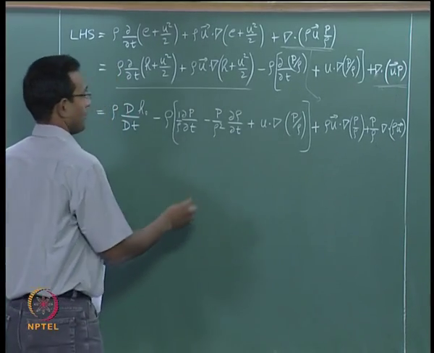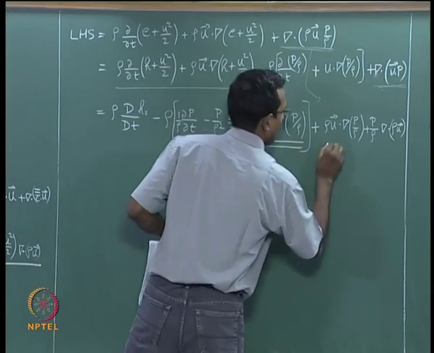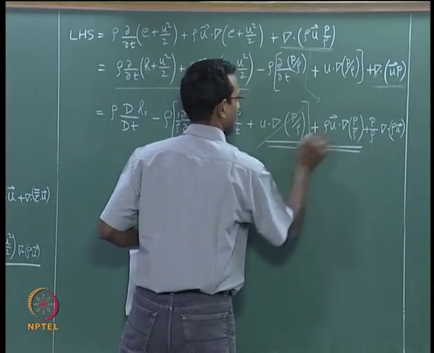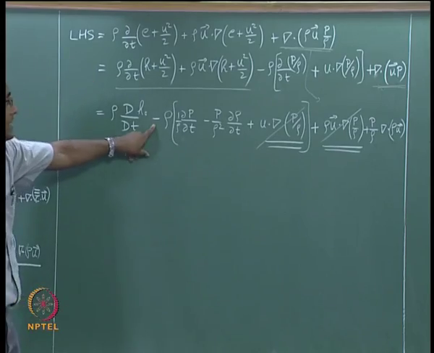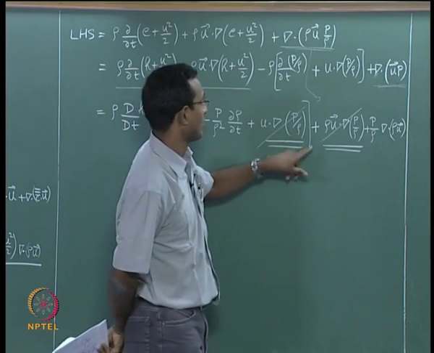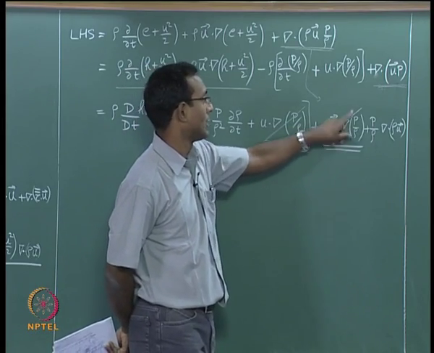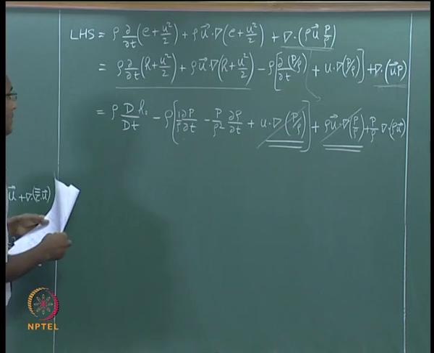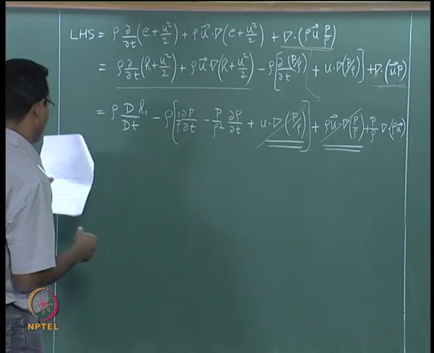Now I look at this term, this and this, they will get cancelled. Why? This is having a minus sign here, minus rho u dot del of p by rho, and this is plus rho u dot del of p by rho, so they get cancelled. Okay. Now I will look at the remaining terms.